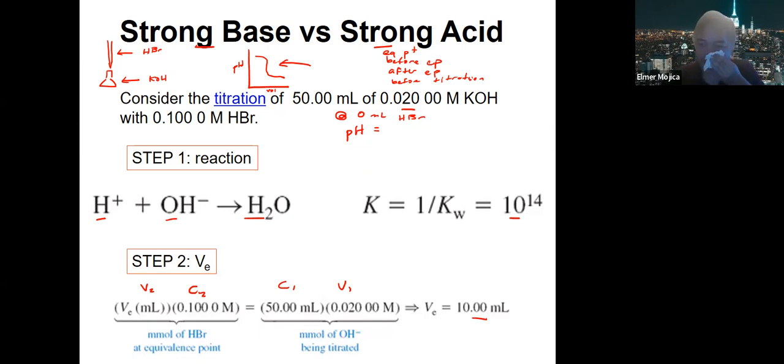Anyone? What do you think is the pH before? So everything else depends on this one. So you have what? pOH equals negative log 0.020. That is equal to, anyone?